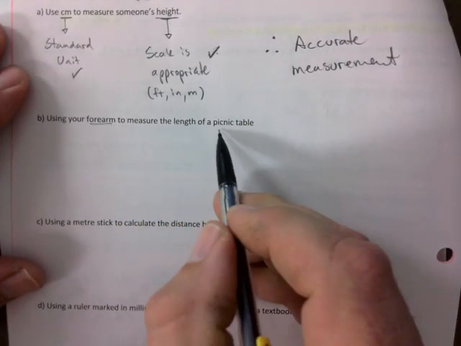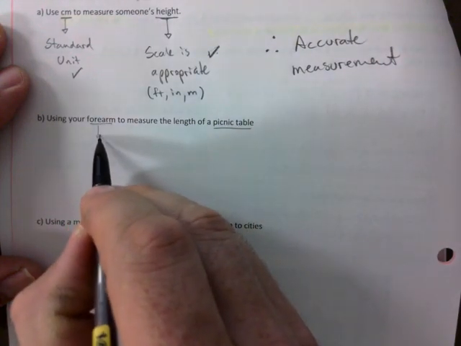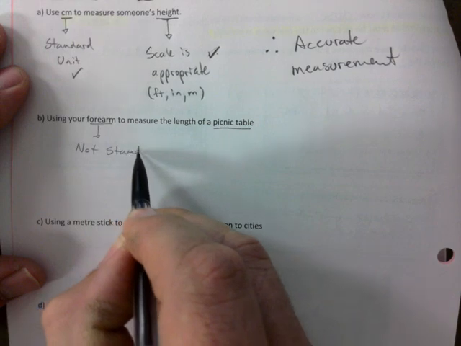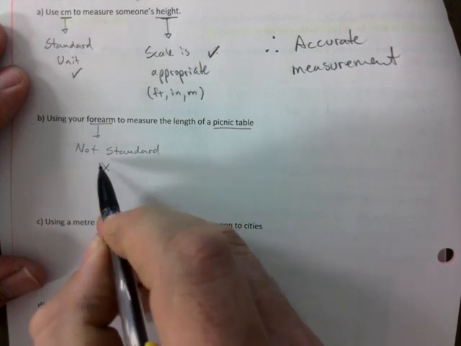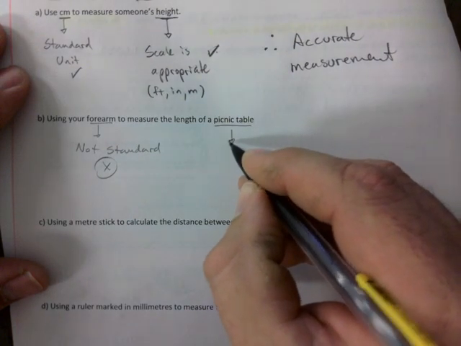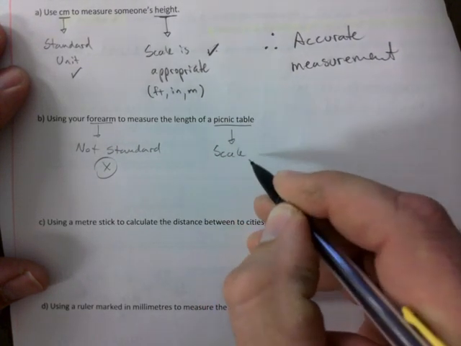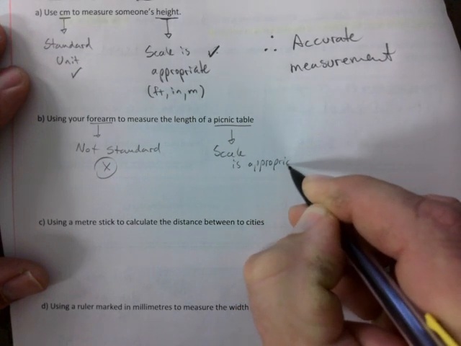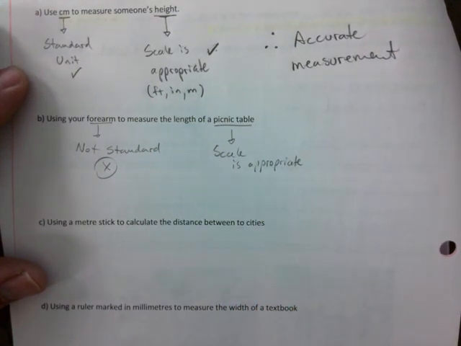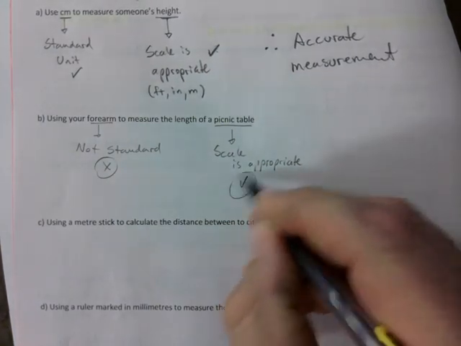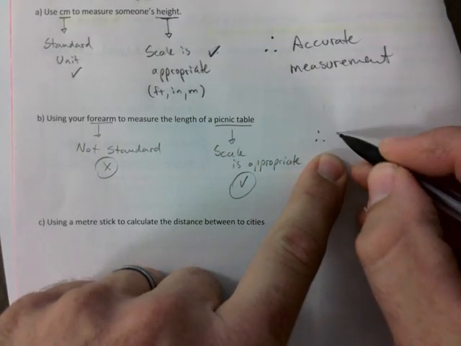Forearm to measure a picnic table. Not standard. Therefore, right, it doesn't pass that test. You can actually say not accurate, but I would say scale is appropriate. It's not outrageous to measure the width of a picnic table using your forearm, right? It's not crazy to think, right? Like, the scale is good, but it's still not accurate.